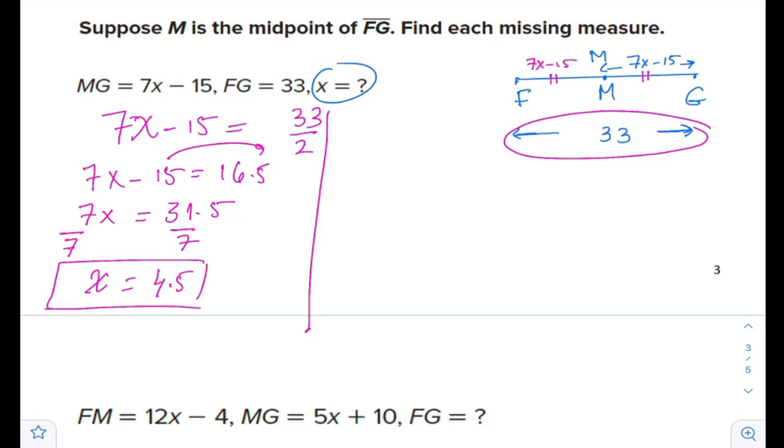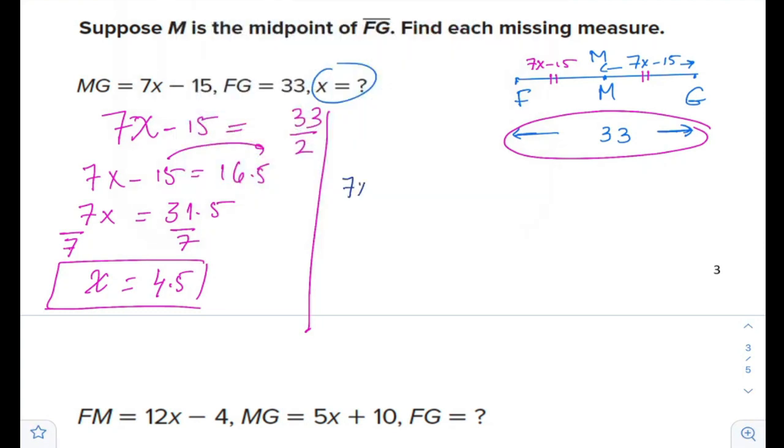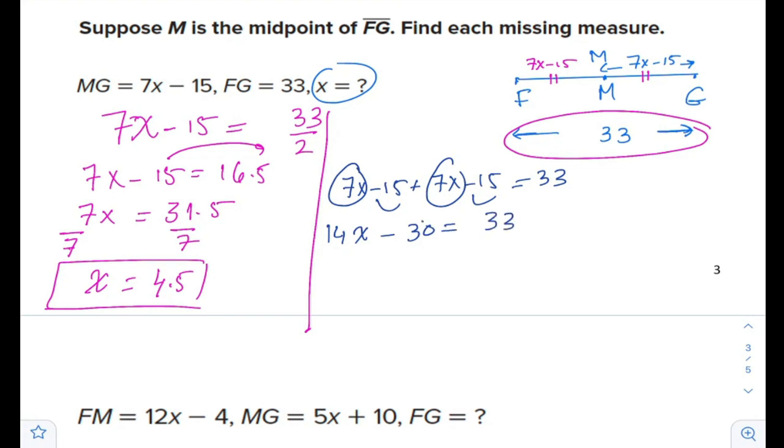If you solve it the other way to prove that this will lead to the same result, we can say 7x minus 15 plus another 7x minus 15 is equal to 33. Let's combine like terms. This is 7x plus 7x, 14x, minus 15 minus 15, minus 30, is equal to 33. Add 30 to both sides, so it will be 63. When you divide both sides by 14, x will be 63 divided by 14. It is 4.5 as we have done before.